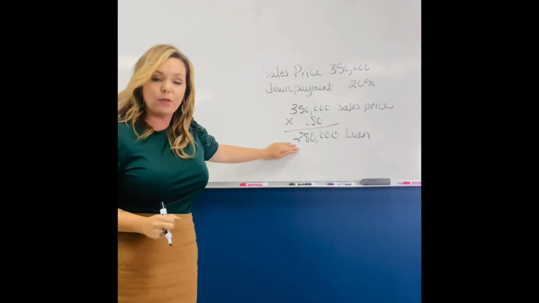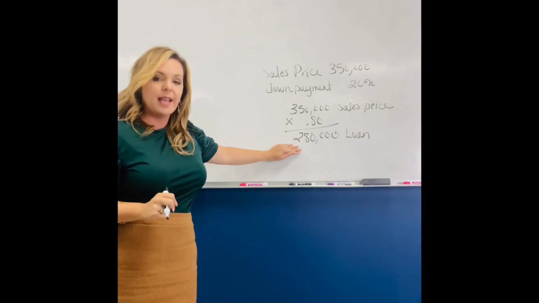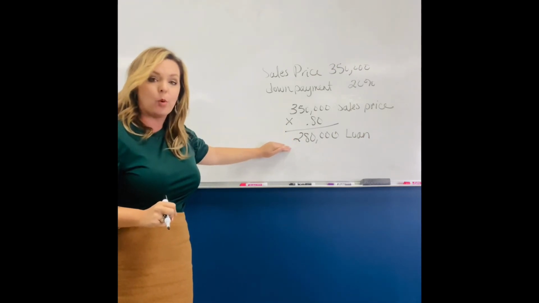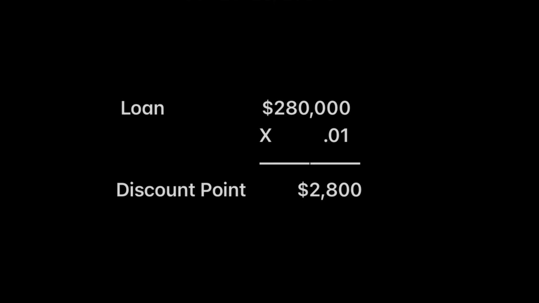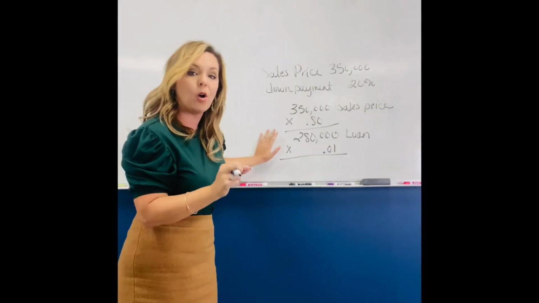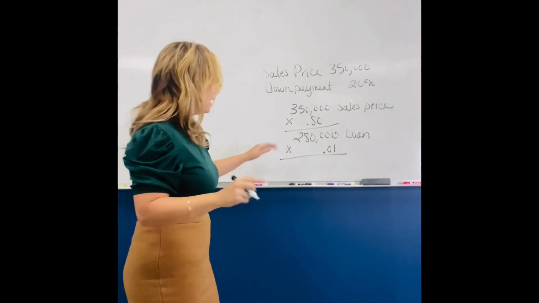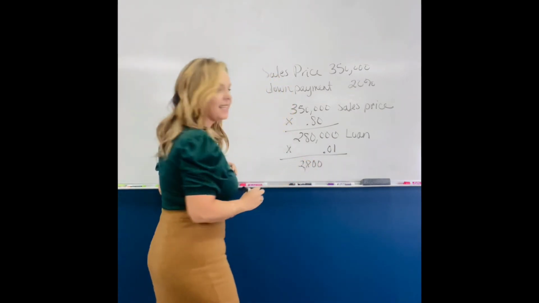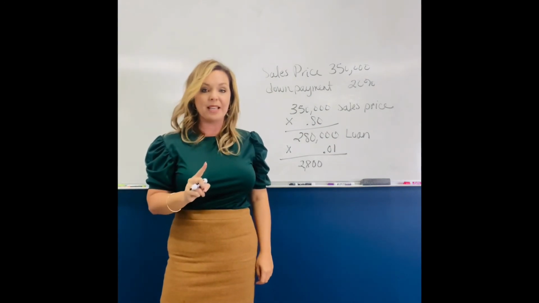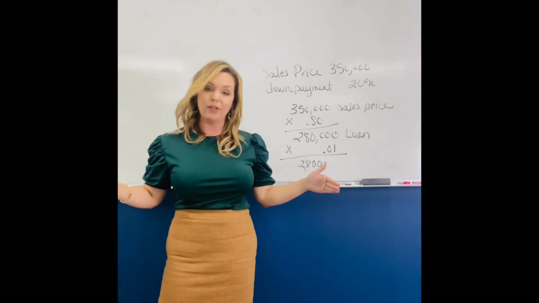So now that we have a loan of $280,000, let's say we're going to buy one discount point. In order to determine the discount point off of the $280,000 loan, we're going to multiply this by 1% because each discount point costs 1%. It doesn't lower the rate by 1%, but it costs 1%. So we're going to multiply that by 1%, and that gives you $2,800 one-time expense to purchase one discount point for the rest of the term of the loan.